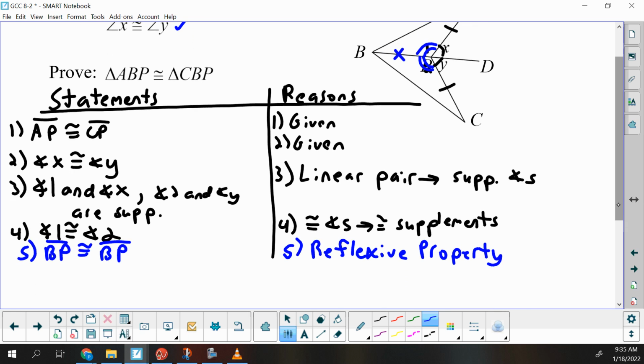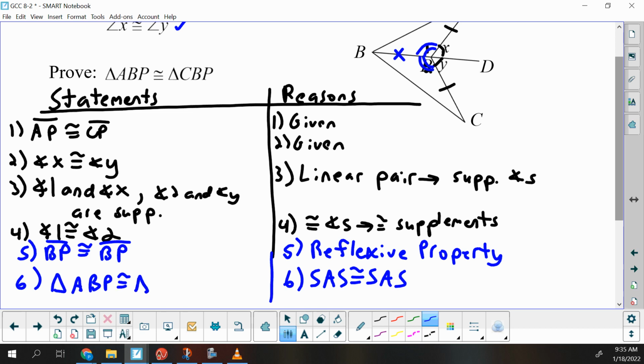Well, in our triangles, we now have two sides and we have the angle in between. So we can do side angle side congruent to side angle side. And we'll have triangle ABP congruent to triangle CBP because that's what we wanted to prove. So being able to do steps 3 and 4, that's the new stuff for today.